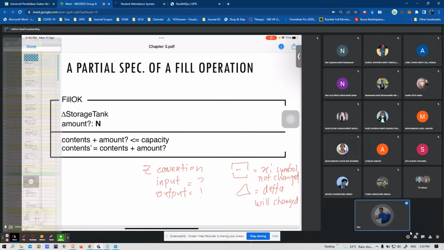Okay, here if you see the storage amount is changed. It's changed based on the amount. This one is input. The question mark is the input. Then the output is the exclamation marks.